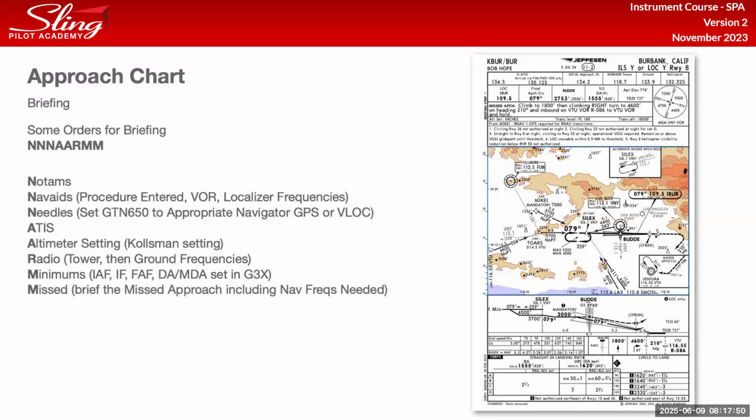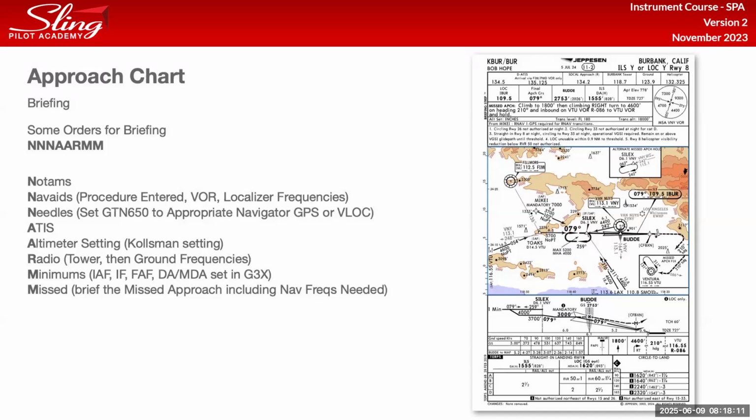Ethan, what color needles is for an RNAV approach? RNAV is GPS, so purple. What color needles for an ILS? Green. What about a VOR? Green. What about a localizer? Green. Perfect.